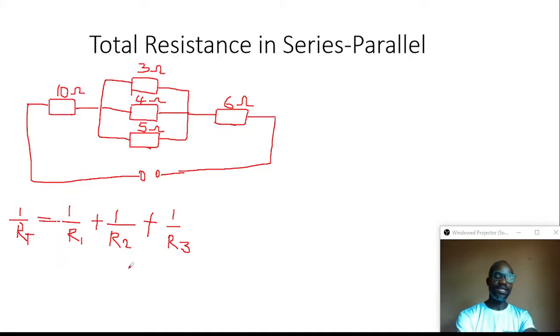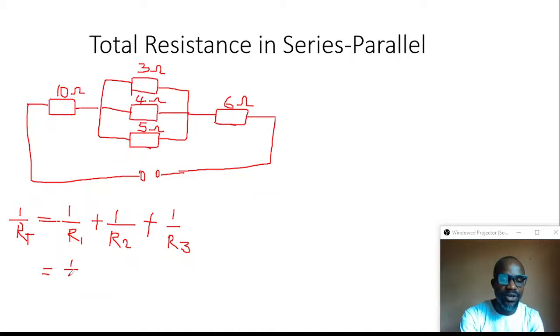Good. Our 2 is better now. So what do we do? We quickly substitute. We can substitute here to save space, all right? It becomes 1 all over R1, where R1 is 3, R2 is 4, R3 is 5. So we go in that order.